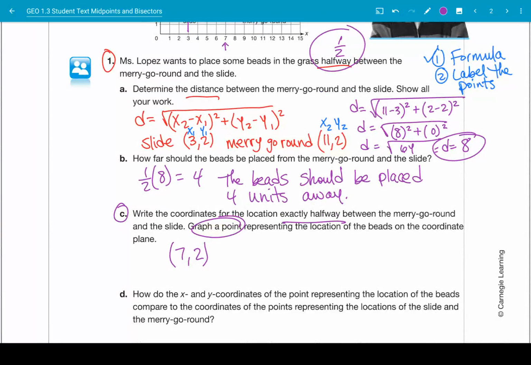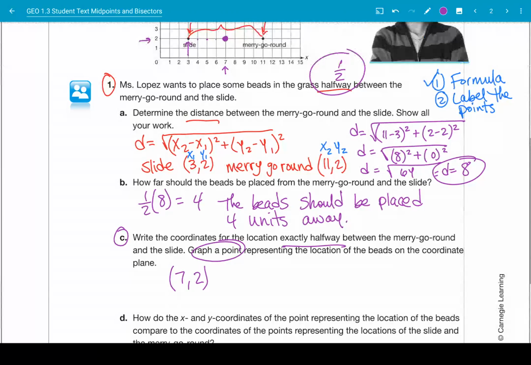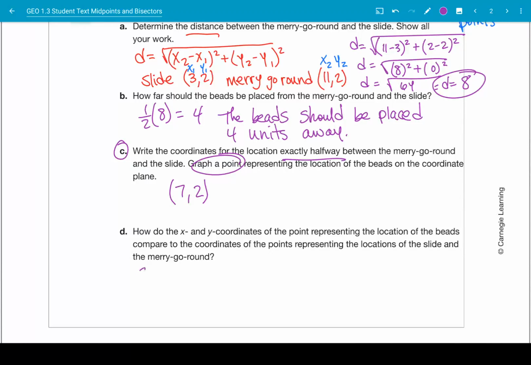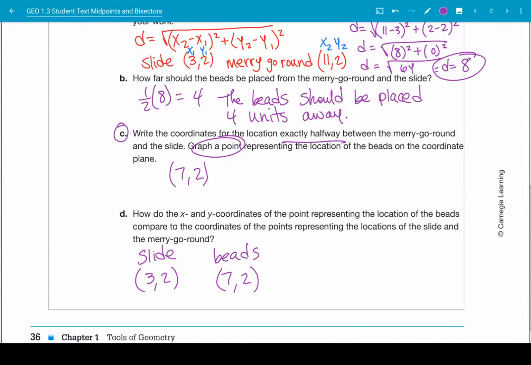Very good. Now we want to compare the coordinates of the beads to the coordinates of the slide and the merry-go-round. Let's place them all in a row. Let's start with the slide is at 3, 2. The beads are at 7, 2, and the merry-go-round is at 11, 2.